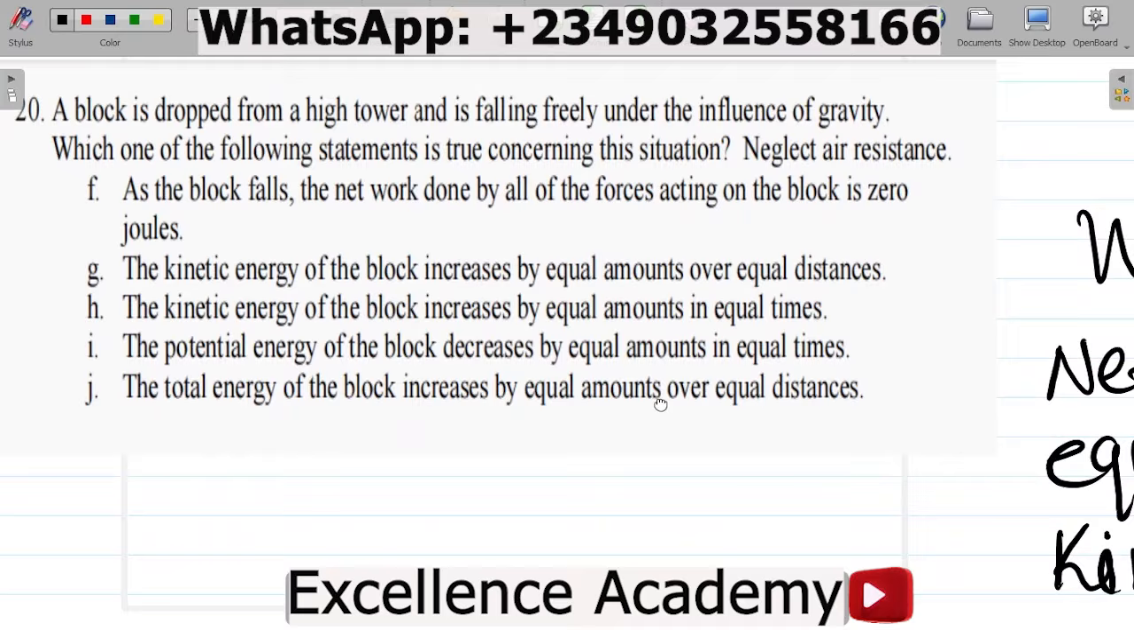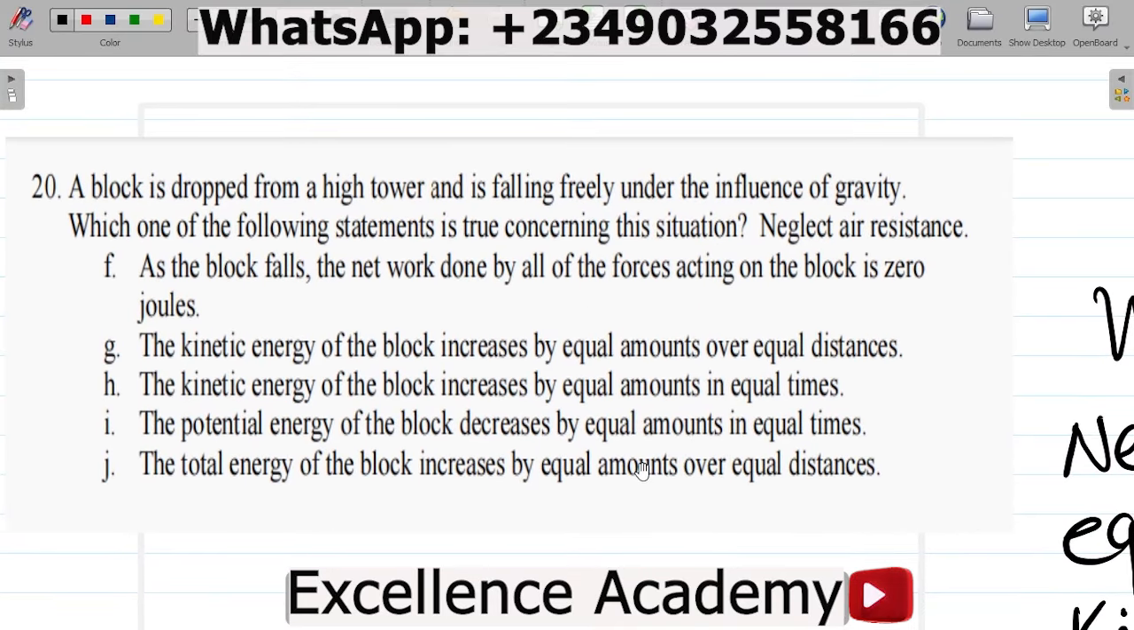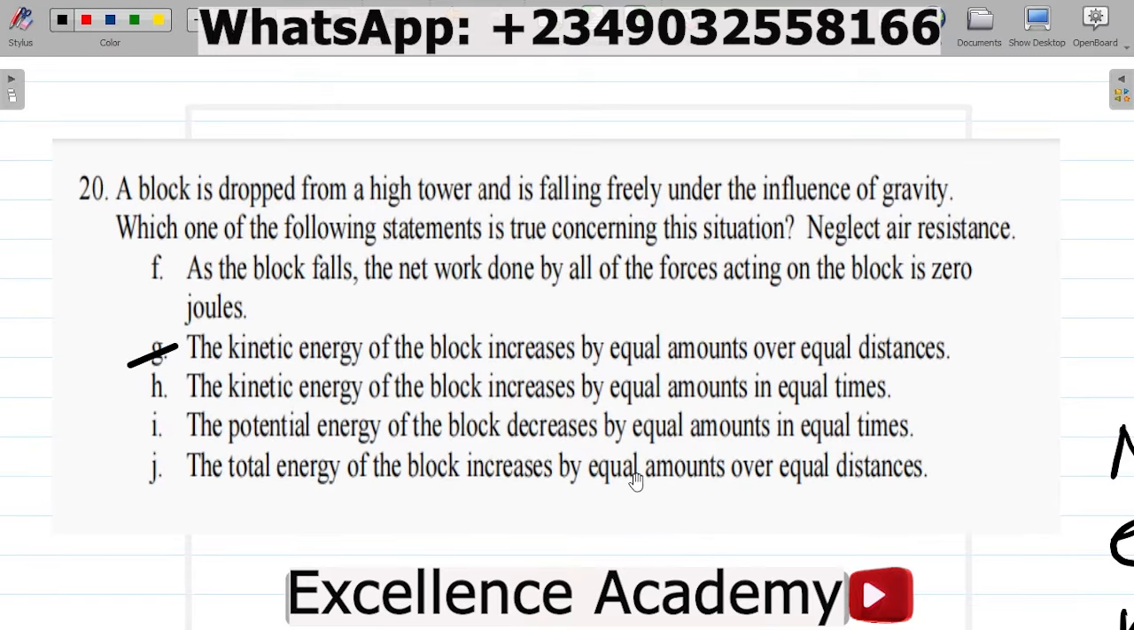Coming back to the options here, looking at this very well, we can see option G. G says the kinetic energy of the block increases by equal amounts over equal distances. Yes. So you can say over equal distances or equal height. So the correct answer here is G. G becomes the correct answer to this question. So basically, this is how we solve this question.